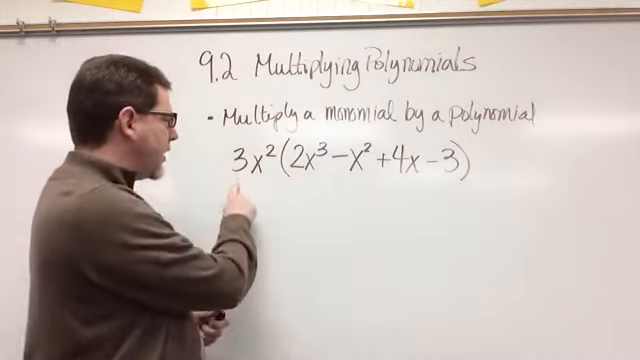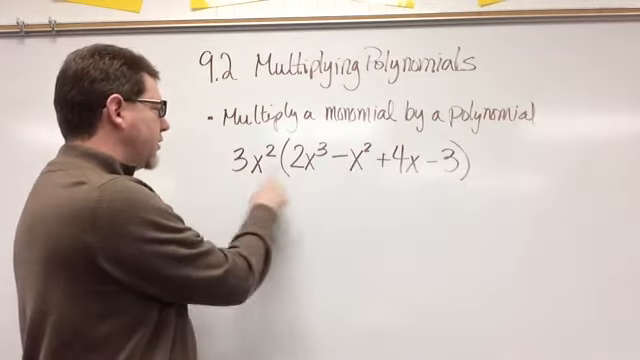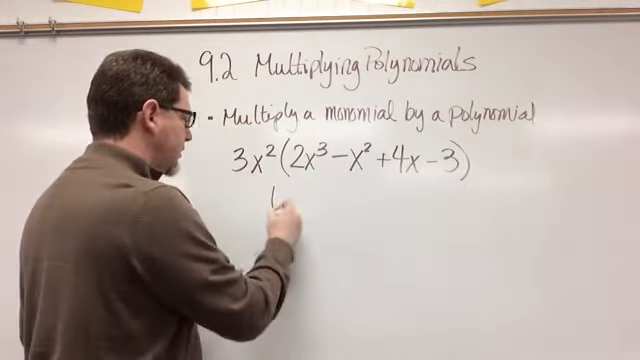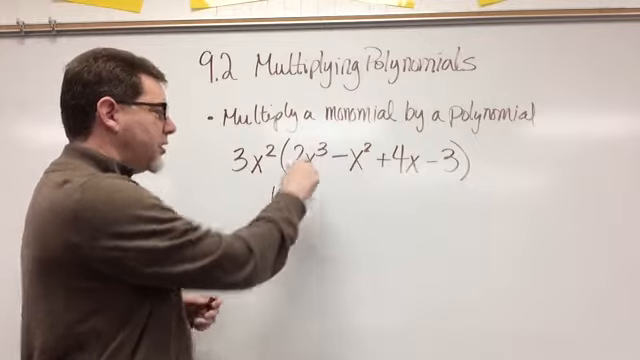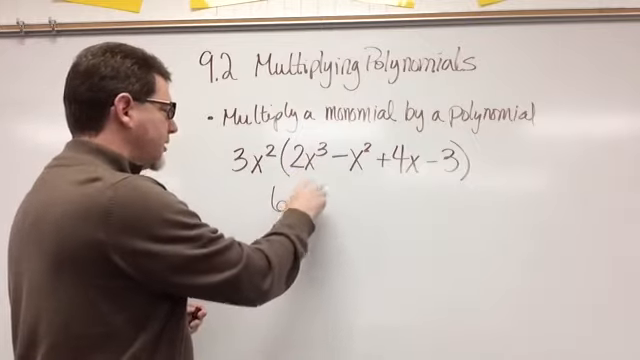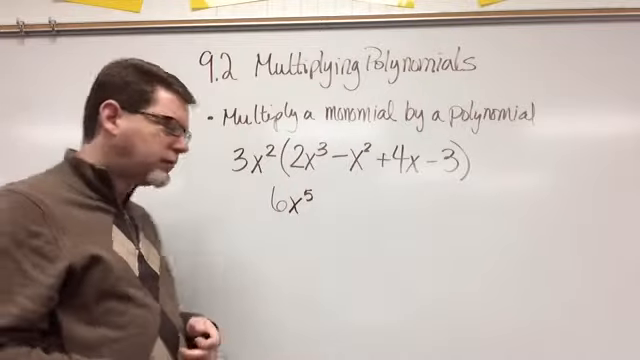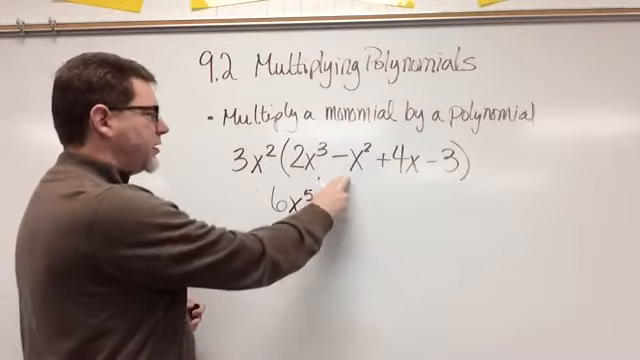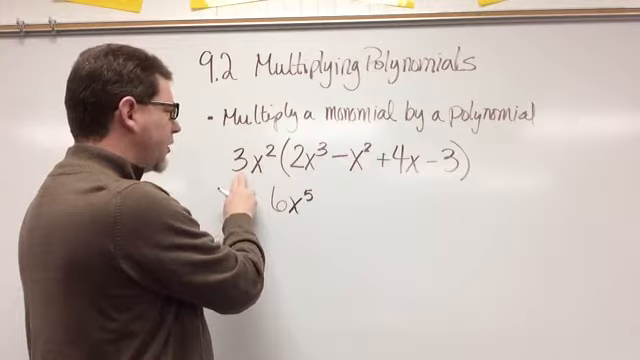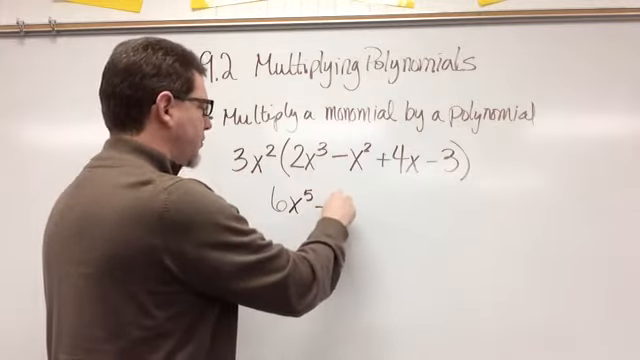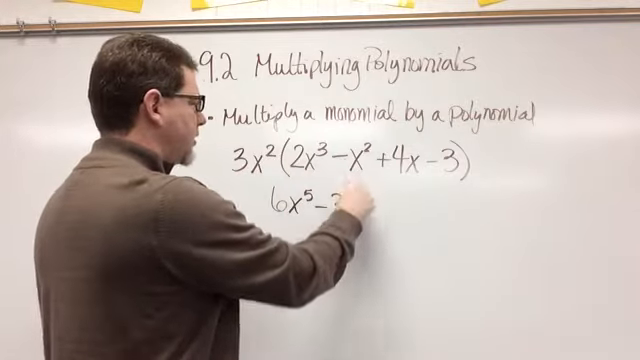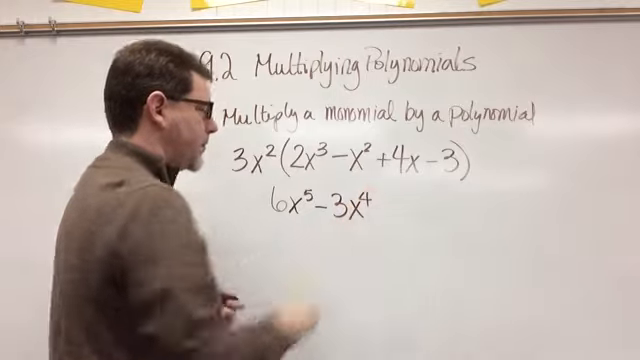I need to multiply the coefficients first, and 3 times 2 is 6. And then x squared times x cubed is x to the fifth, because I'm multiplying same base, I add the exponents. And now we have 3x squared times negative x squared. So 3 times negative 1 is negative 3. And then x squared times x squared is x to the fourth.